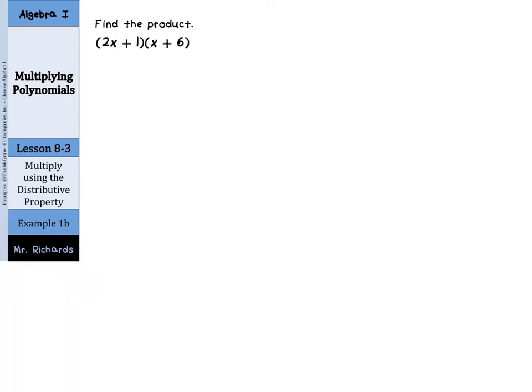We're going to solve one more of these using the distributive property. And so we'll have the vertical method and the horizontal method. And so for our vertical method, we'll set up 2x plus 1. And we're going to multiply that by x plus 6.